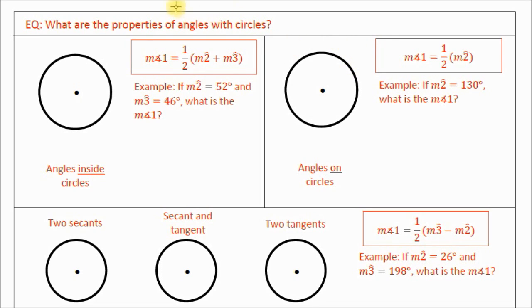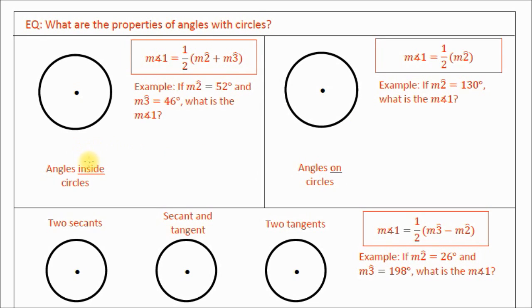On the top flap of this section, you went through the properties of line segments or segments with circles, a number of formulas that you need to know, and all you got to do is plug in the things you know and solve for the part you don't know. This section works the exact same way. So let's take a look at the properties of angles with circles.